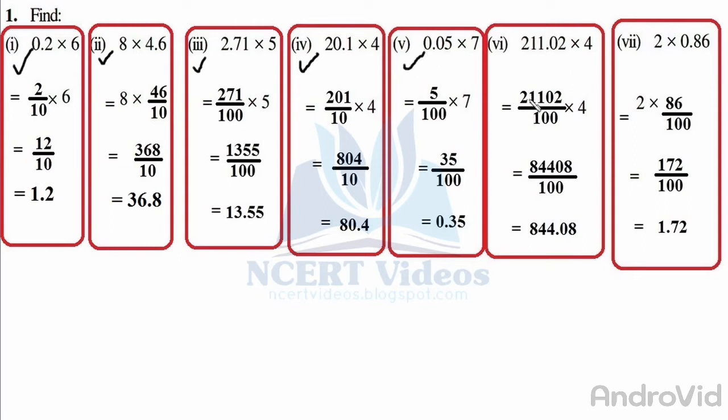Writing the number as it is, 21102, representing the decimal with 1, number of digits 2, therefore 2 zeros into 4. 4 2s are 8, 0, then 4, then 4, then 8. Now writing the number as it is, counting the number of zeros, 2, therefore 1, 2.